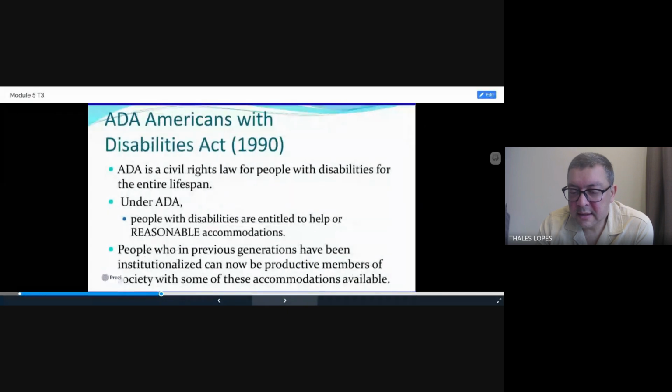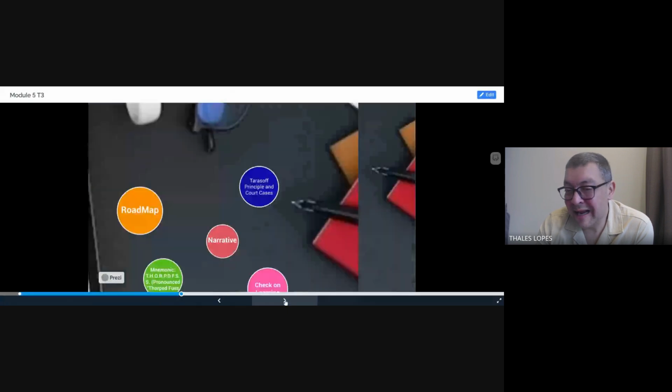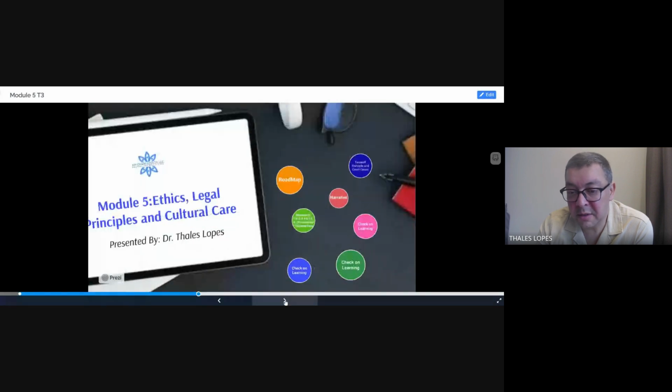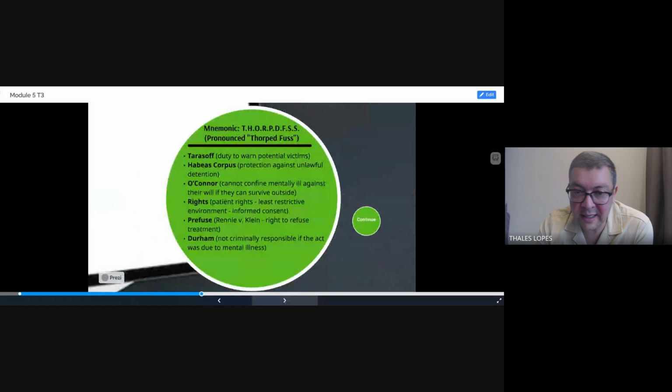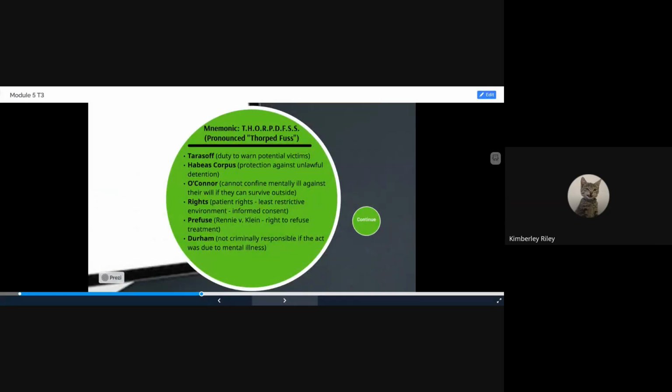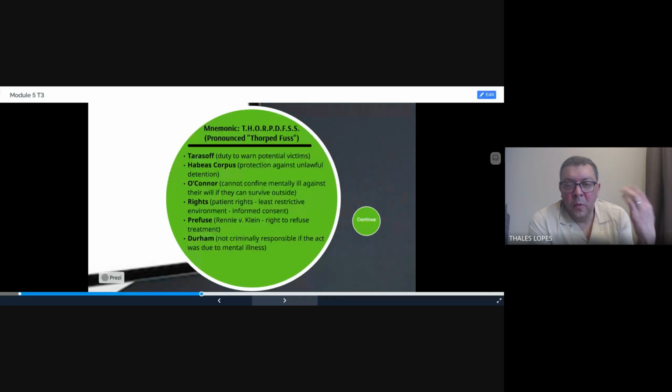Perfect. Yes, those cases are important. It's likely that you may see them because they're well known in psychiatry, right? It's very common. They all claim that. They all claim they're NGRI.